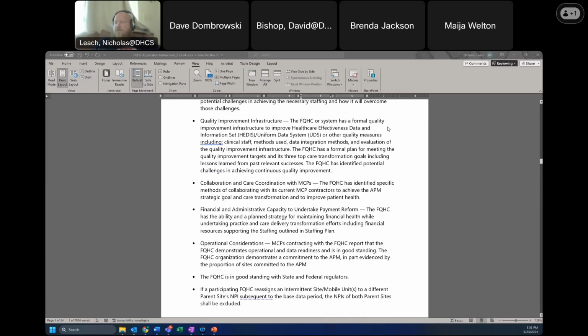Quality improvement infrastructure. The FQHC system has a formal quality improvement infrastructure to improve Healthcare Effectiveness Data and Information Set, HEDIS, Uniform Data System, UDS, or other quality measures, including clinical staff, methods used, data integration methods, and evaluation of the quality improvement infrastructure. The FQHC has a formal plan for meeting the quality improvement targets and its 3 top care transformation goals, including lessons learned from past relevant successes. The FQHC has identified potential challenges in achieving continuous quality improvement.